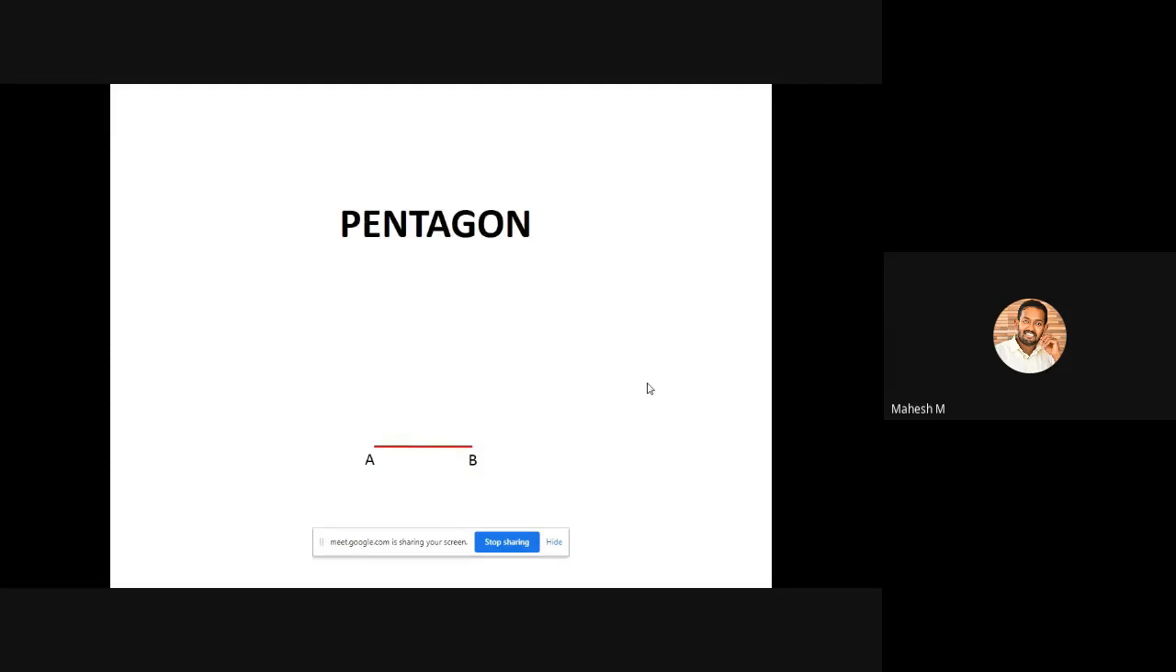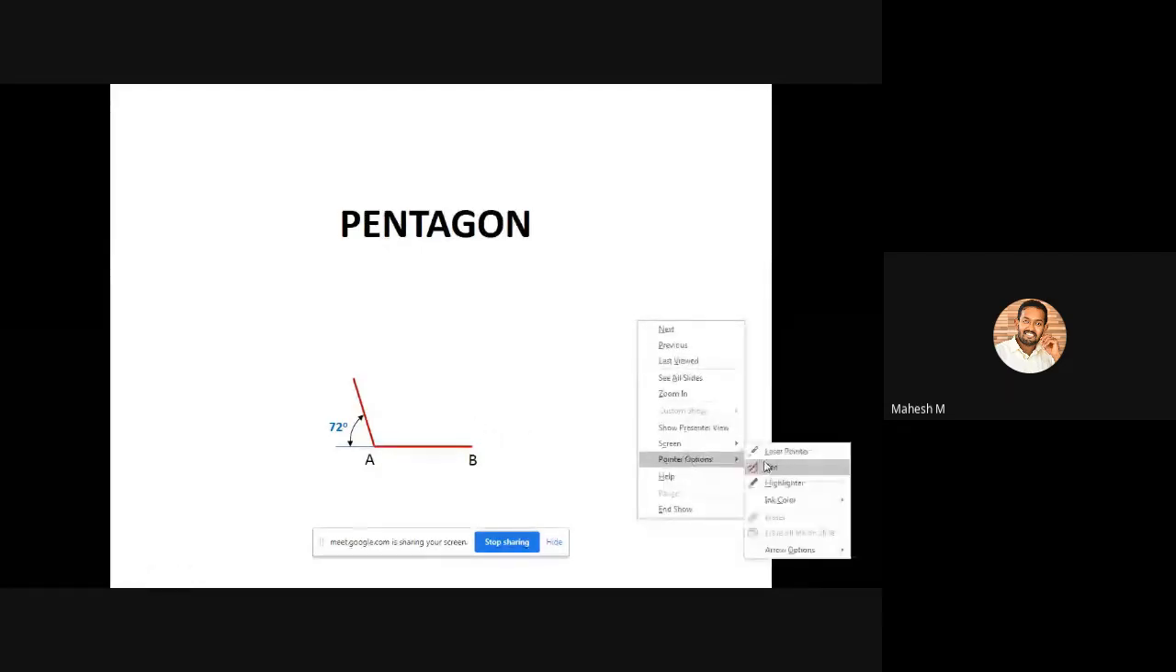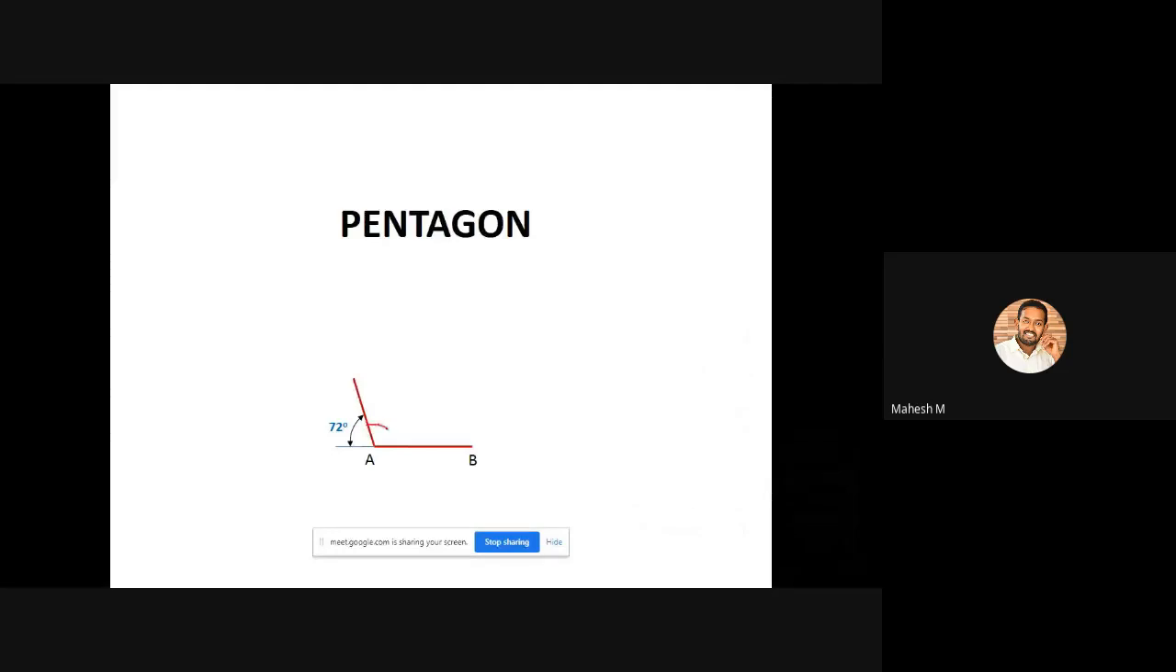Okay, so after creating this line, you should create two inclined lines with an angle of 72 degrees. This 72 degrees should also come outside of this line. This angle is not 72. Clear? This angle will be 108. So the outside angle should be 72 degrees.